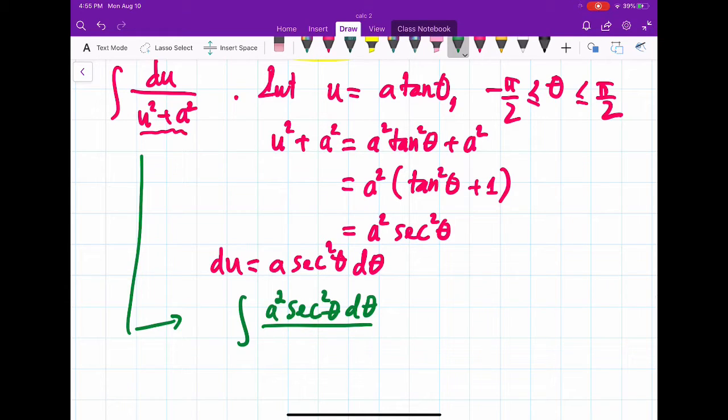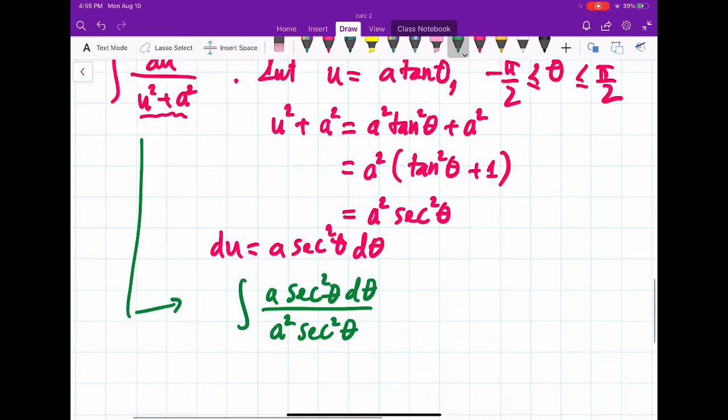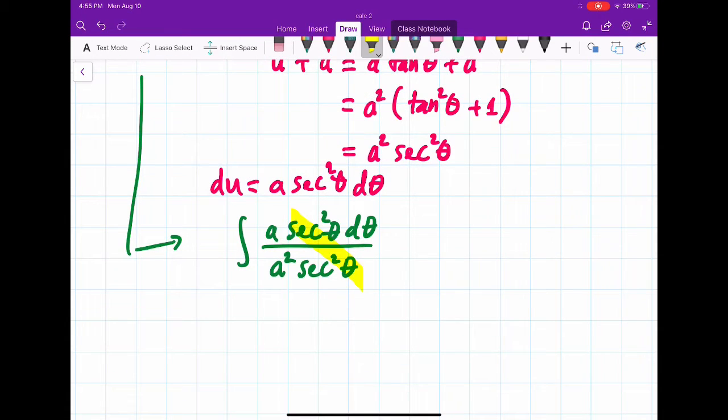Oh no, I have a only, sorry. Divided by a^2 sec^2 theta. Sec^2 and sec^2 will be cancelled out. An a will be cancelled out, so you still have one a here. Okay, so I have a d theta. Again, that is just a theta plus c.